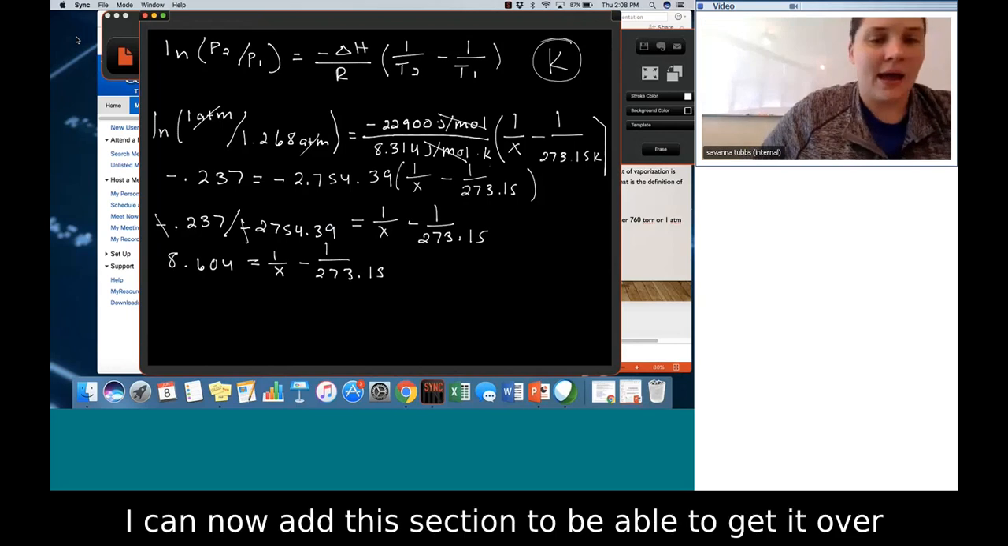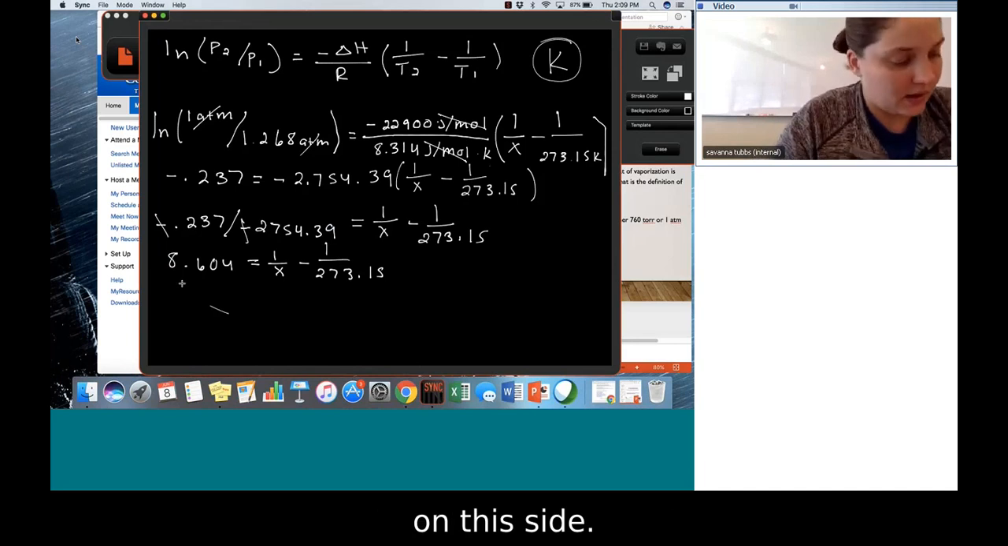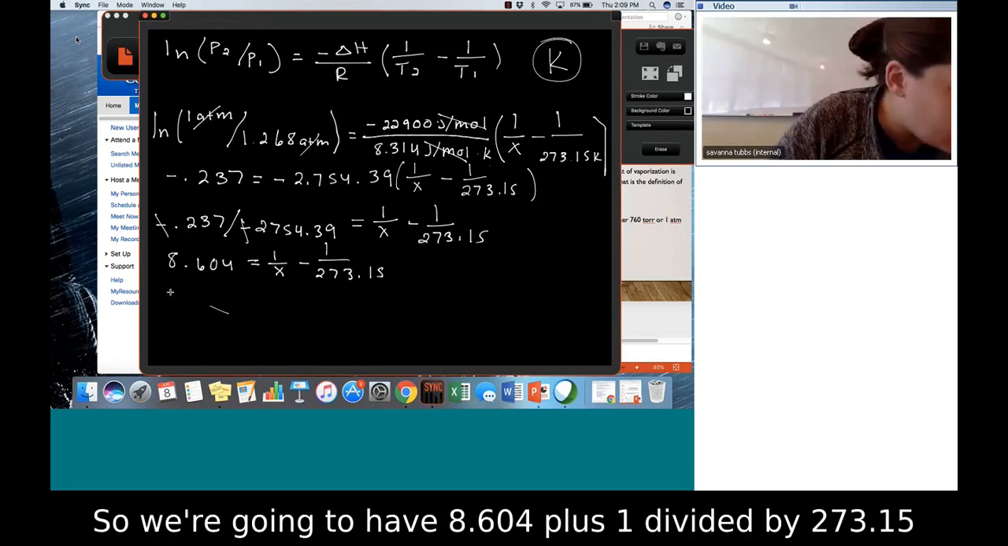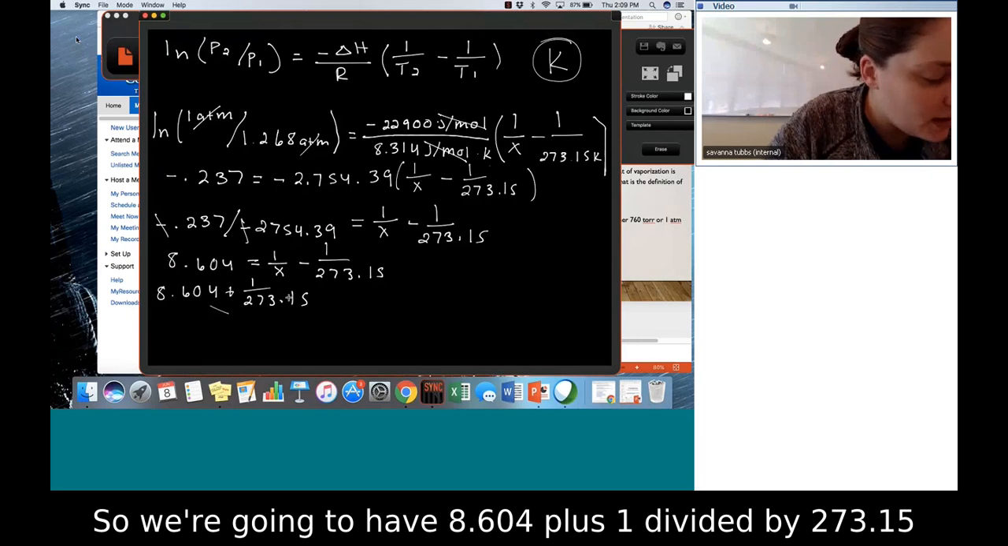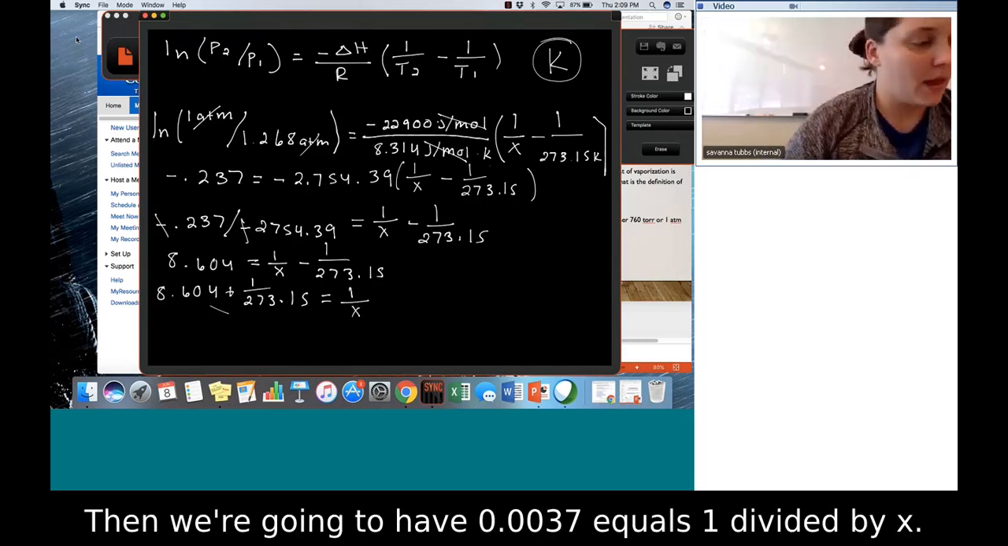I can now add this section to be able to get it over on this side. So we're going to have 8.6104 plus 1 divided by 273.15 equals 1 divided by x. And we're going to have 0.0037 equals 1 divided by x.